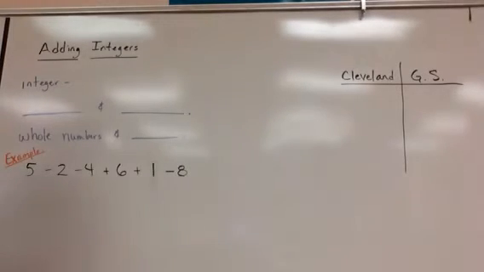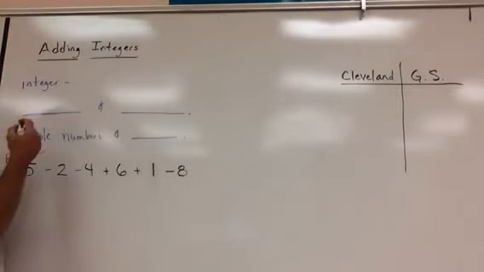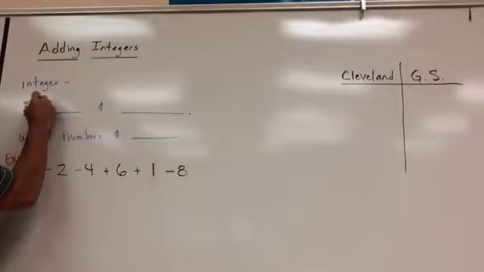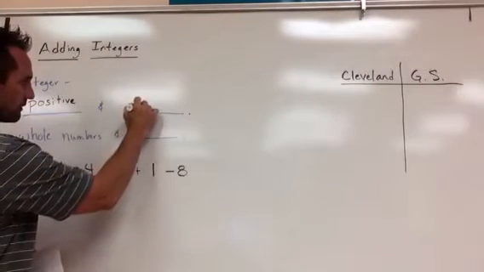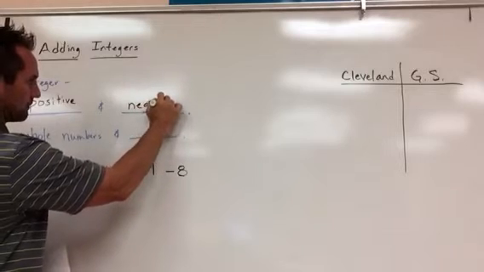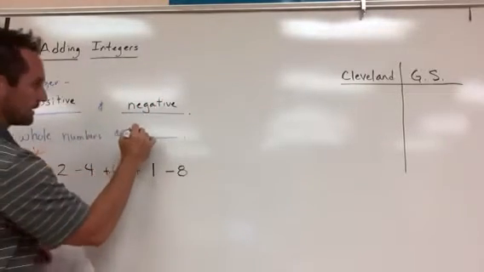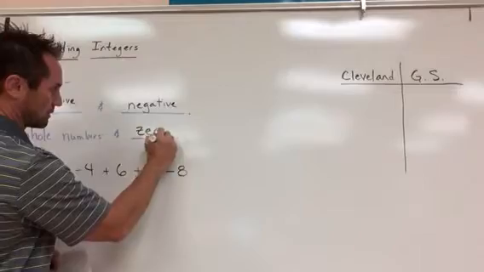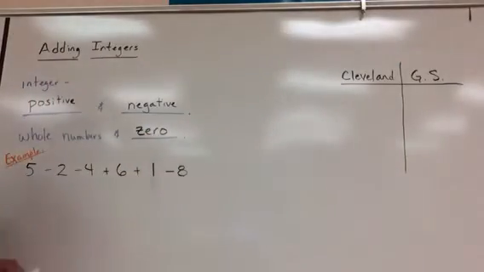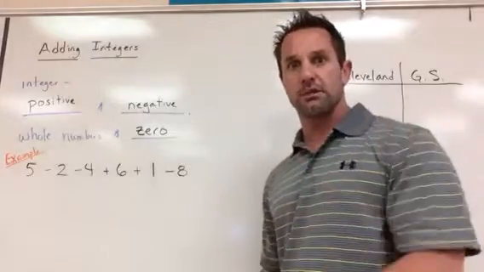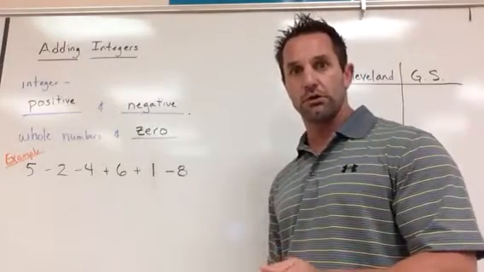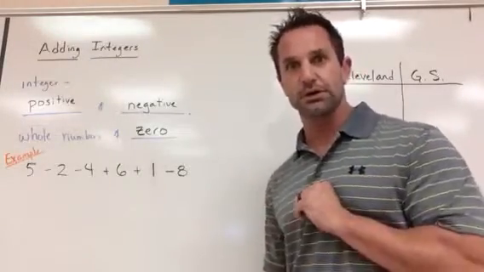So an integer is positive and negative whole numbers and zero. Okay, so anytime you're looking at a number line, all the numbers that are on the number line, the positive and negative whole numbers and zero, those are your integers.